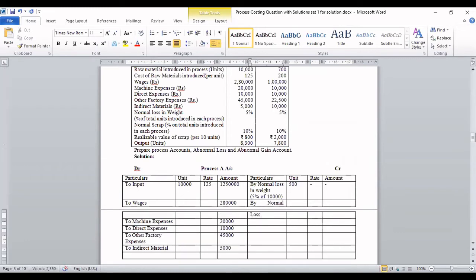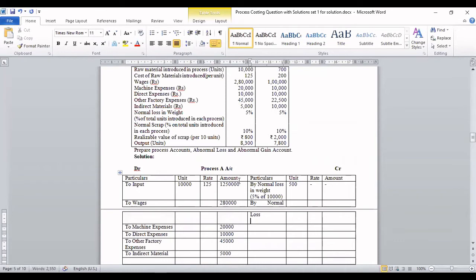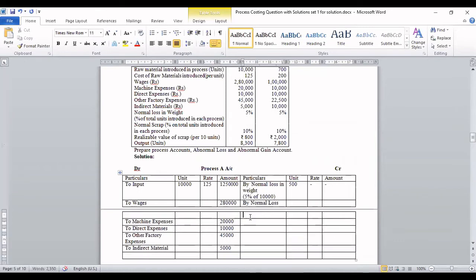Now second, normal loss, which we have already recorded. What information they have given about this? For normal loss, they said it is 10%. It is 10% of what? It is always calculated on total input. Correct? Yes, sir. The bad quality product. Normal loss material are always valued at scrap value. Is the scrap value given or not?